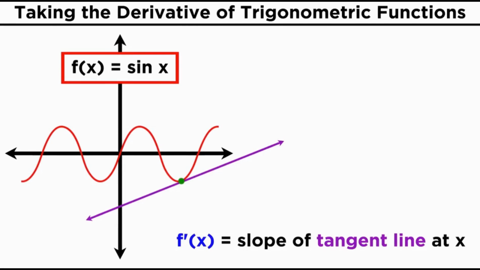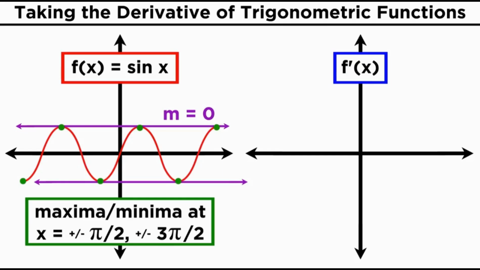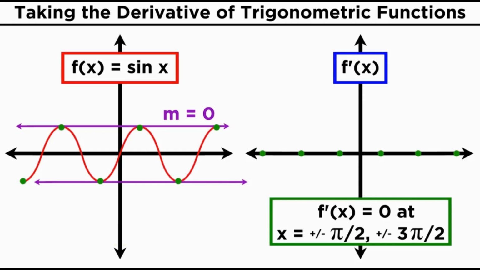Using the interpretation of the derivative as being the slope of the tangent line at any given point, let's try to envision what the graph of the derivative of sine x would look like. Well, at all the maxima and minima, the tangent line is horizontal, so the slope is 0. That means the derivative must equal 0 at these points.